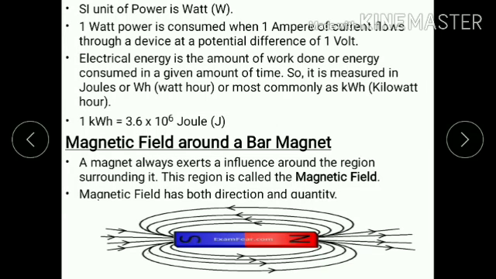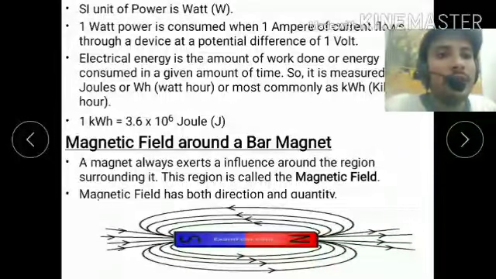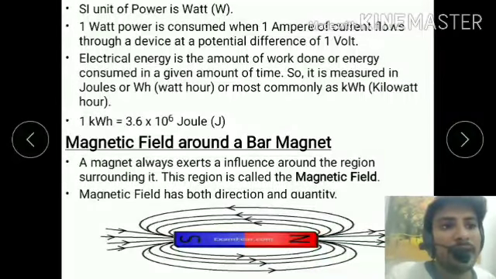Now, what is the magnetic field around a bar magnet? I think everybody knows what a magnet is. It contains two poles, north pole and south pole. Then what is a bar magnet? Just see the diagram. This is the bar magnet.